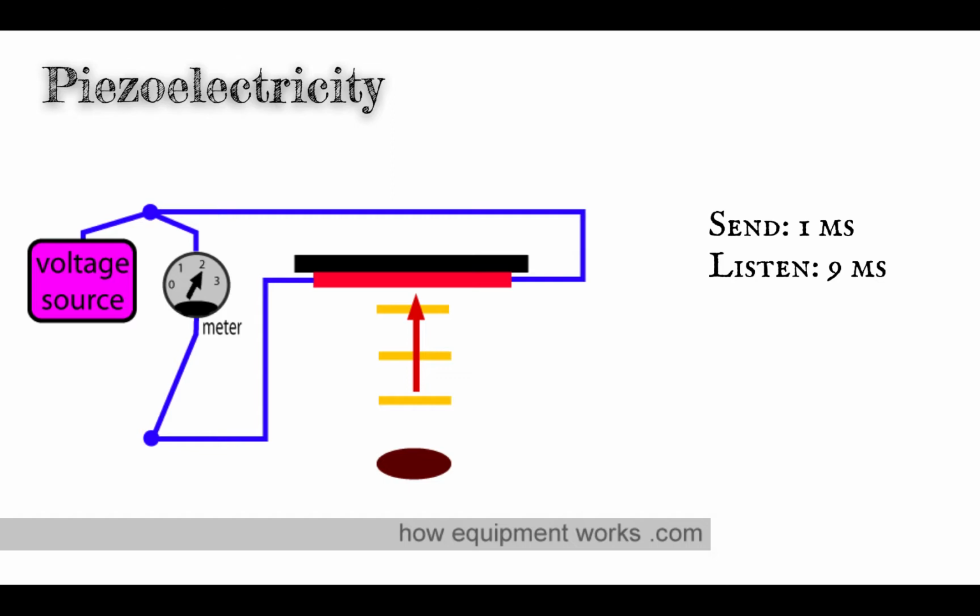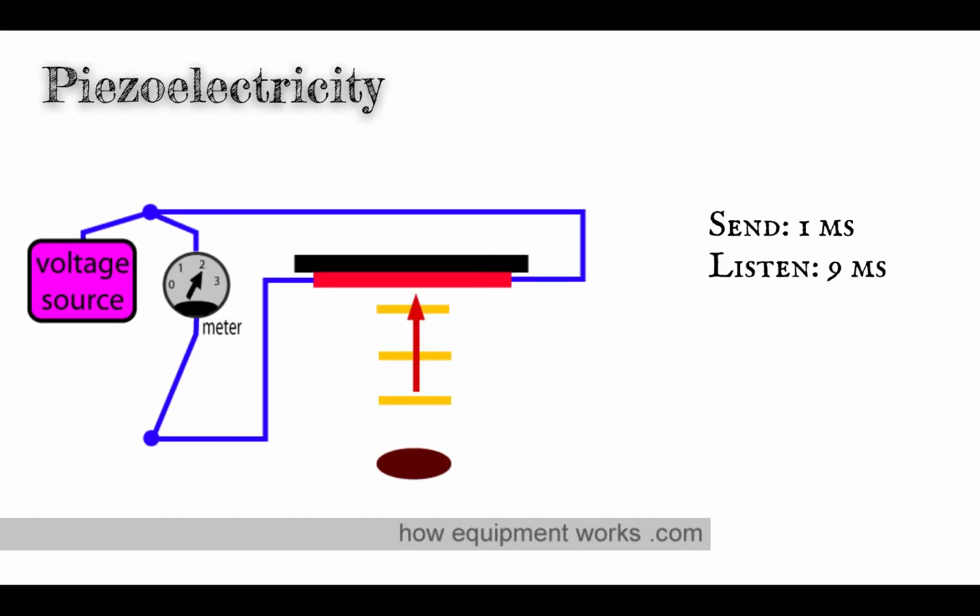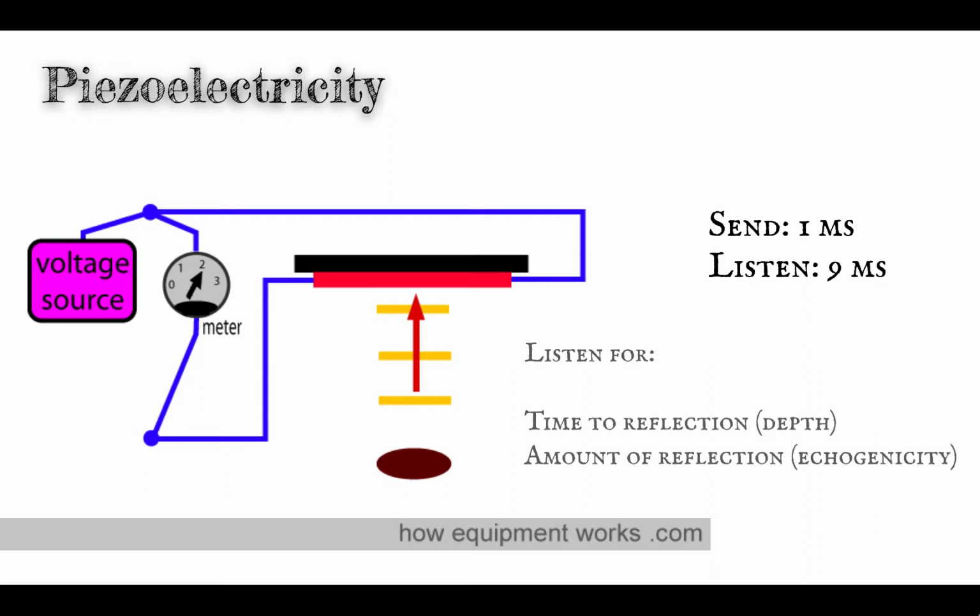It spends a lot more time listening than sending and repeats the cycle 100 times per second, sending and then listening. It listens for predominantly two things. It listens for the time that the echo takes to come back, which is interpreted as the depth of an object, and the amount of sound reflection, referred to as the echogenicity of a tissue.